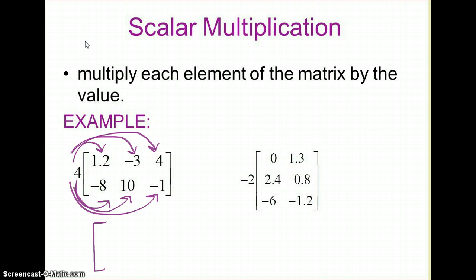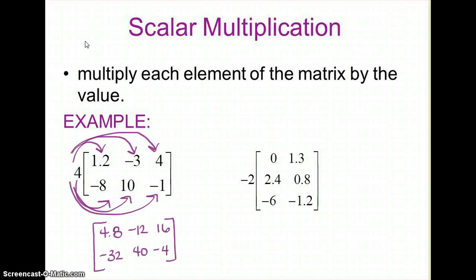4 times 1.2 is going to be 4.8. 4 times -3 is going to give me -12. 4 times 4 is 16. -8 times 4 is -32. 4 times 10 is 40, and 4 times -1 is -4. And that would be my resulting matrix.